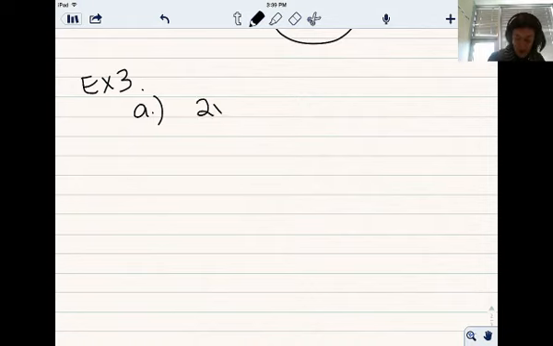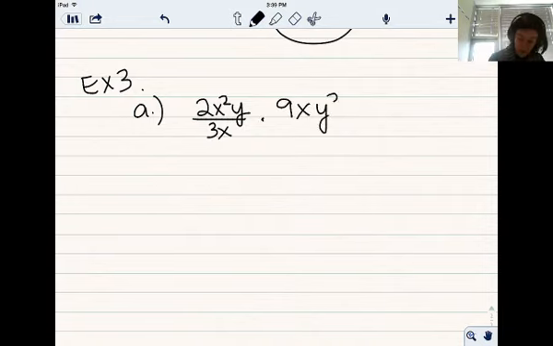Okay, one other example from the book that's a little bit more complicated. So this is example 3, and I'm just going to do part A from this problem. So, all right, we've got 2x squared y over 3x times 9x y squared over y to the 4th. Now that we've had these other two lessons with negative exponents and multiplicative properties of exponents, you're going to get a lot of problems in tonight's homework that will combine all the properties, and this one does some of that.